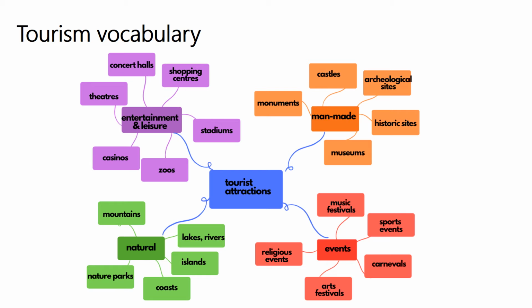Okay, let's move on to the next activity. We are going to talk about tourist attractions. What are tourist attractions? Well, the name itself answers the question. Tourist attractions are things and places that attract tourists to visit them. Take a closer look at this mind map. It shows 4 different types of tourist attractions. Can you name them?